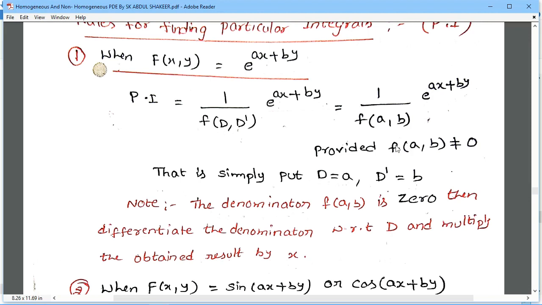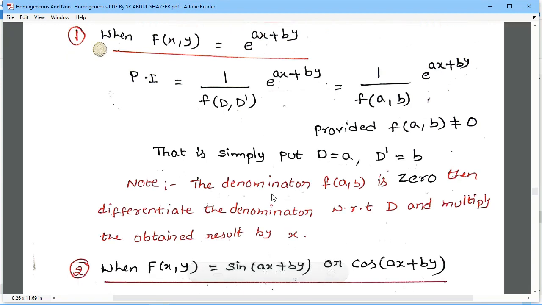In such a case, the denominator function is differentiated partially with respect to D, and the resulting expression in the numerator is multiplied by x, which gives the required particular integral. Suppose the denominator function again becomes 0 while putting D equal to a and D dash equal to b, then we increase the power of x in the numerator, that is we write x square, and the denominator function is again differentiated partially with respect to D. This process is continued till the denominator value is non-zero while substituting D equal to a and D dash equal to b.